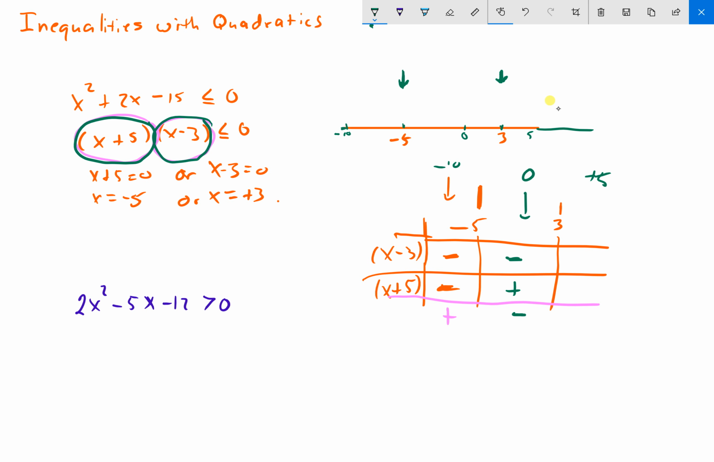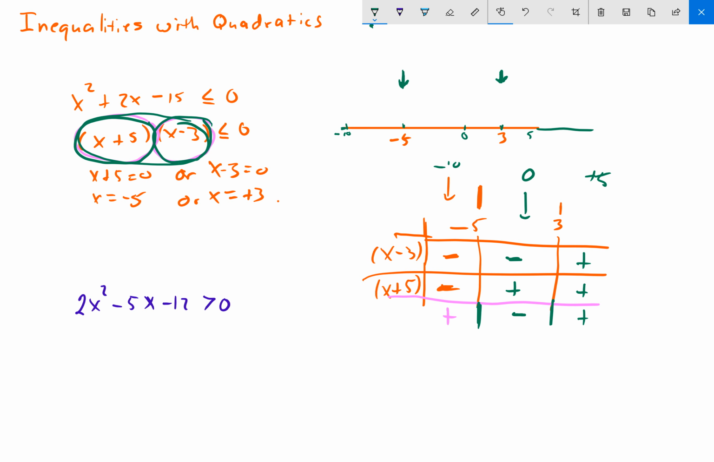If x is 5, that's going to be a positive 2, which is positive, and that's going to be 10, which is positive. And so my entire product would be positive, which is not less than or equal to 0. So you can see the only time it works is when it's negative, because a negative value is less than 0. And so that means all the x values between negative 5 and 3.